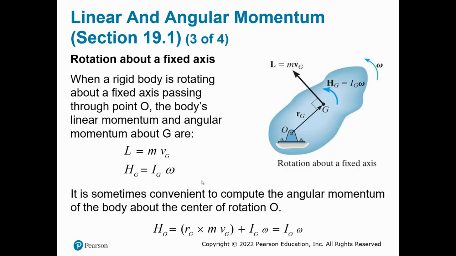Now, if I'm rotating about an axis passing through point O, the body's linear momentum and angular momentum are L equals m v_G and H_G equals I_G omega. It is sometimes convenient to compute the angular momentum of the body about the center of rotation. So therefore, we have H_O equals r_G cross m v_G plus I_G omega. That will give us I_O omega.